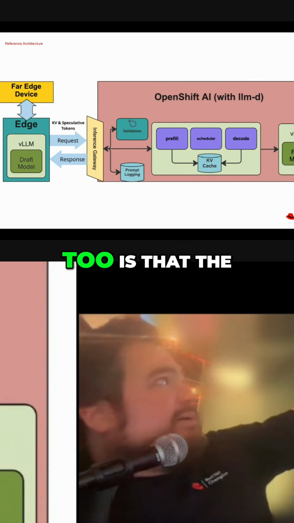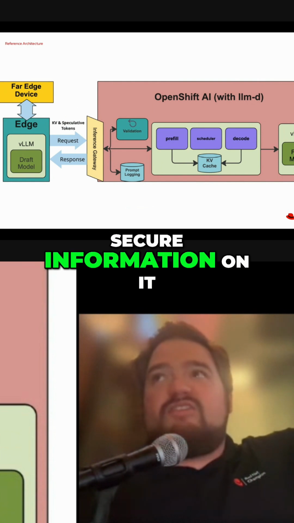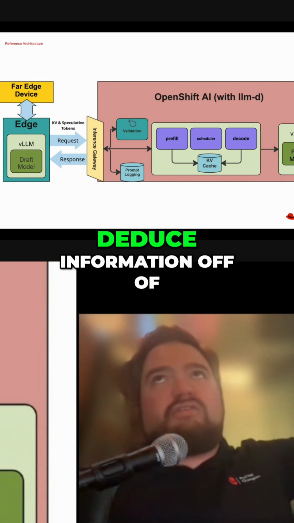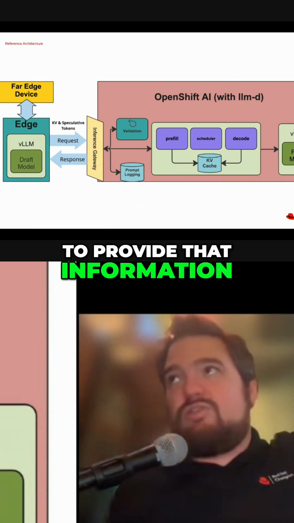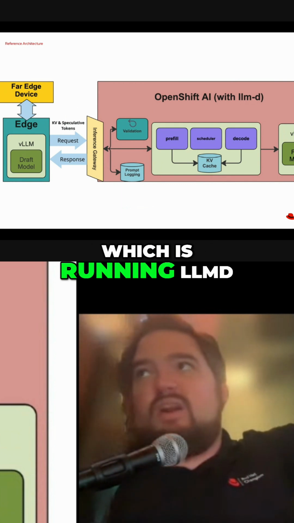What's nice about this too is that the smaller edge model could also have secure information on it that's specific to this device. It can deduce information off of it without actually having to provide that information to the larger model that's running within the data center, which is running LLMD.